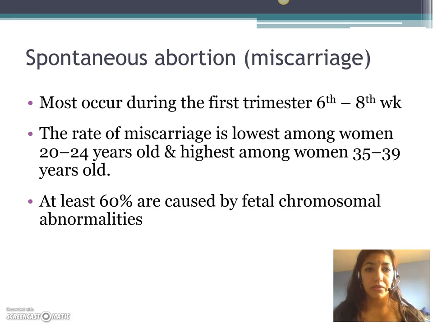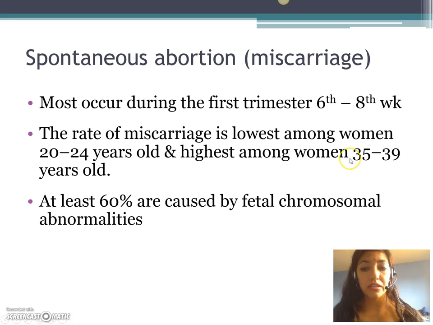So this brings to the question about spontaneous abortion, which is the medical term for miscarriages. Most do occur in the first trimester. Between the 6th and 8th week are the most common. That's where we usually see the greatest amount of miscarriages. It's lowest among women that are 20 to 24 years of age and highest among 35 to 39.